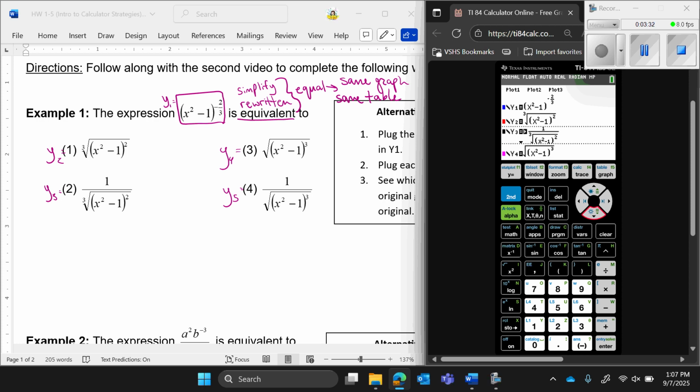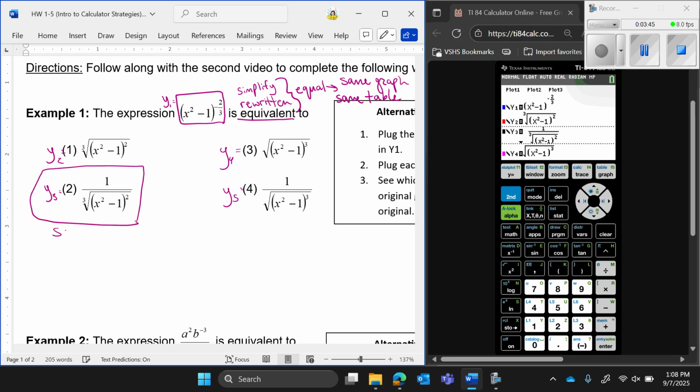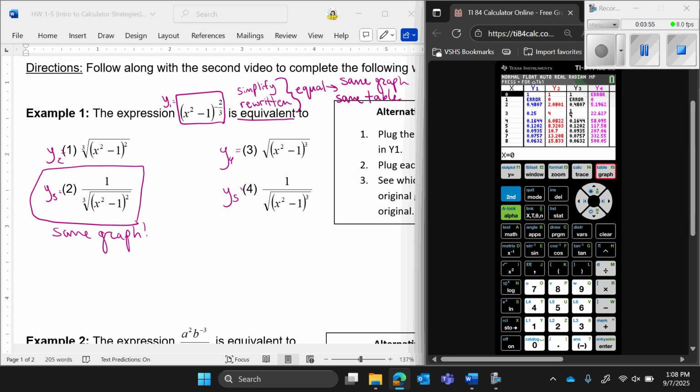The black one was choice 3, or sorry, it was Y3. Y3 was actually choice 2. So that means choice 2 is equivalent because it has the same graph as the question. Now, if you went to the table, you can see that in Y1 and Y3 you have equivalent Y values, meaning they have the same table.